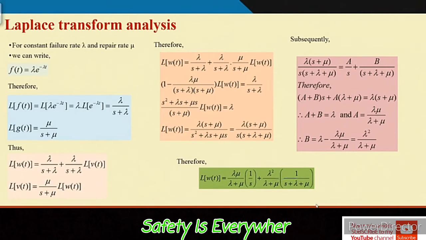So, you will be getting this one: LWT equals lambda by s plus lambda, times LVT, and LVT is mu by s plus mu, times LWT. Now, we are interested to know the WT. So, in this equation put the value of LVT into this equation.